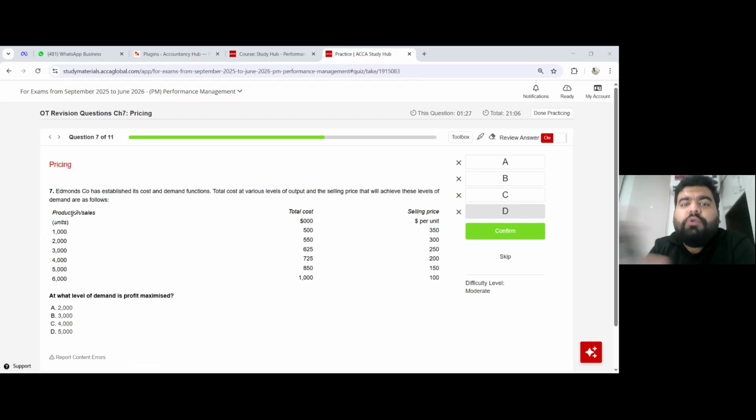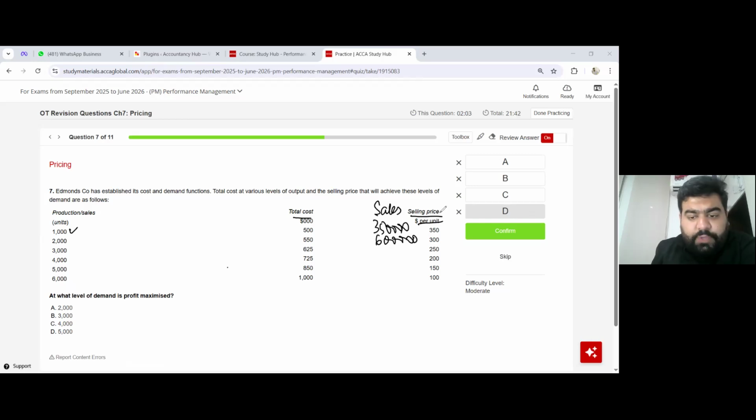You have to calculate the total profit at each level, right? You are given the total cost. This is the selling price. Just calculate the total sales at each level. Like 1000 into 350, sales will be 350,000. 2000 into 300, it's 600,000, not 60,000, 600,000.